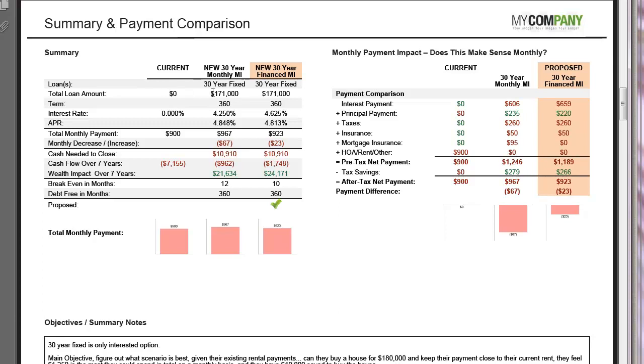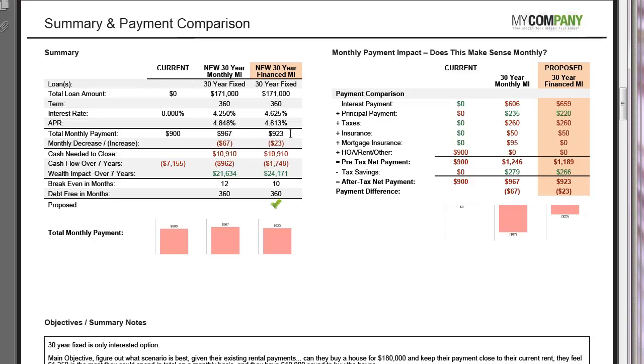You've got no loan amount here. You've got a 171 and a 171. The term is 360 and 360. Your interest rate's 4.25 and 4.625. Your APR is 4.848, 4.813. You're currently spending $900 a month in rent. You're going to spend $967 a month and $923 a month.